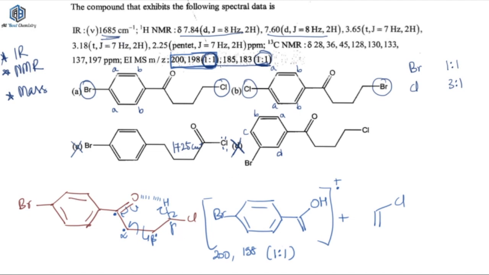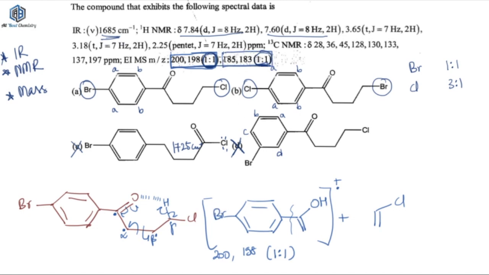Now how will you get this particular option? This you will get when again the fragmentation will happen. Again this ketone tautomerization will take place and this fragmentation will be done. So the left out portion will have 185 and 183, and there also bromine will be there in the fragment. So that's why its relative abundance is given 1:1.